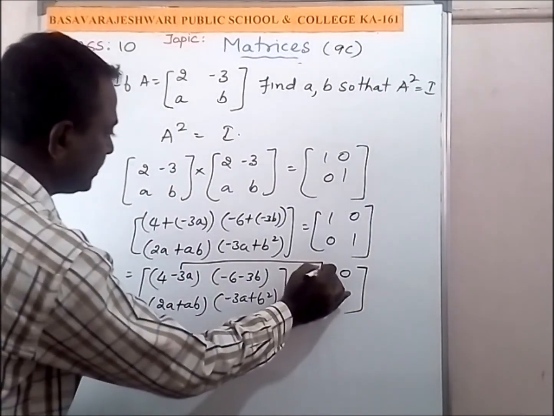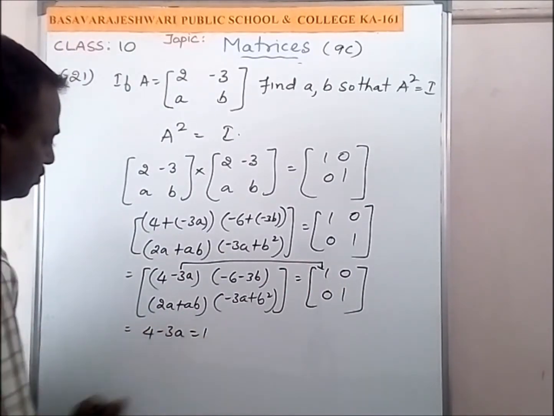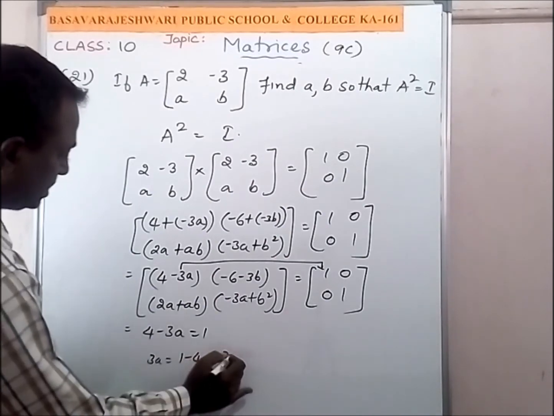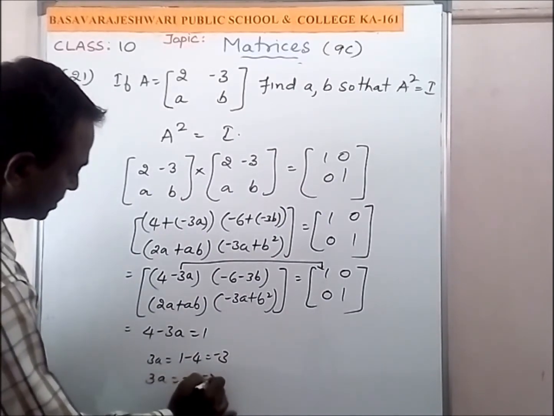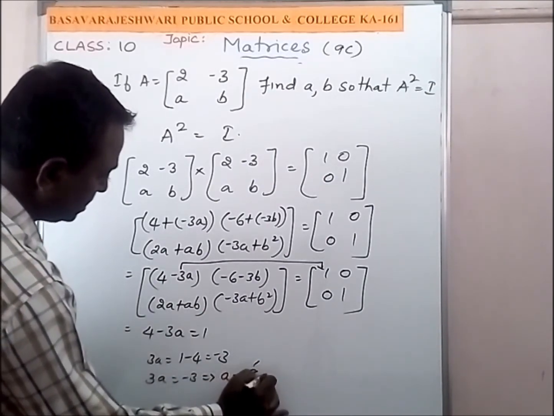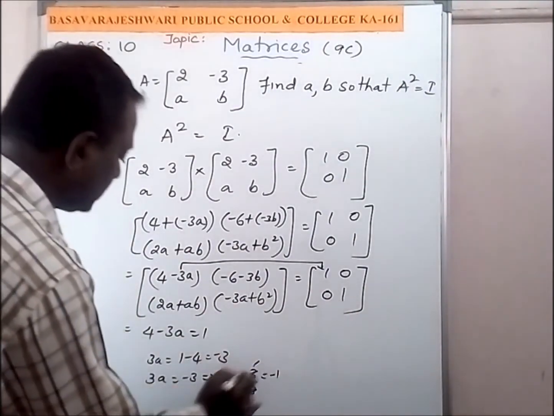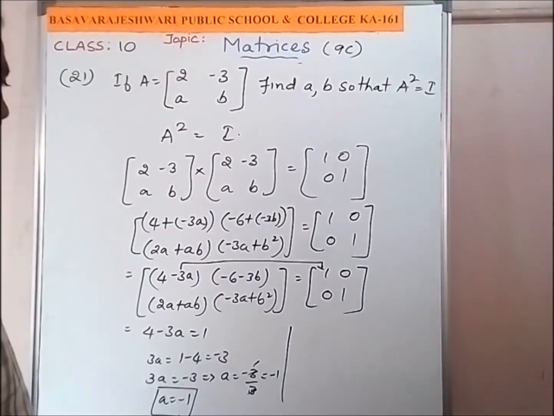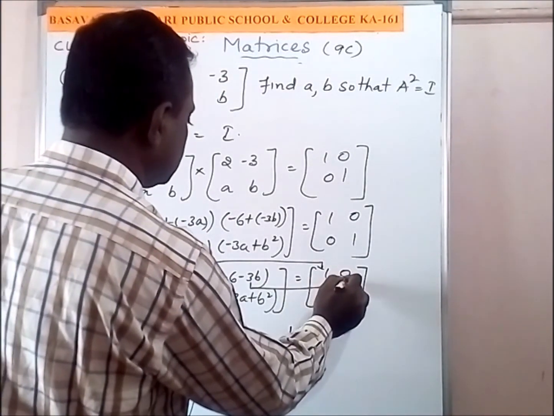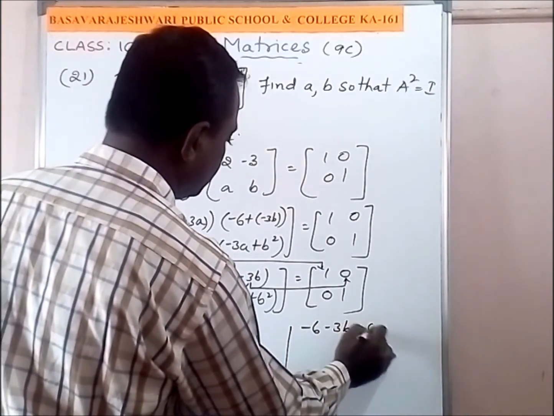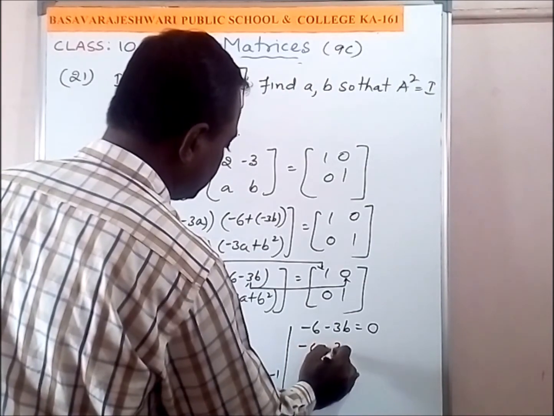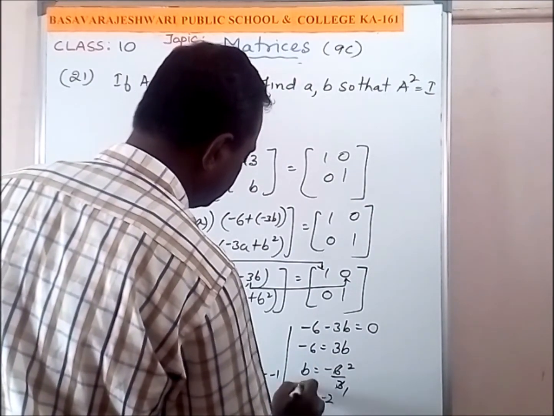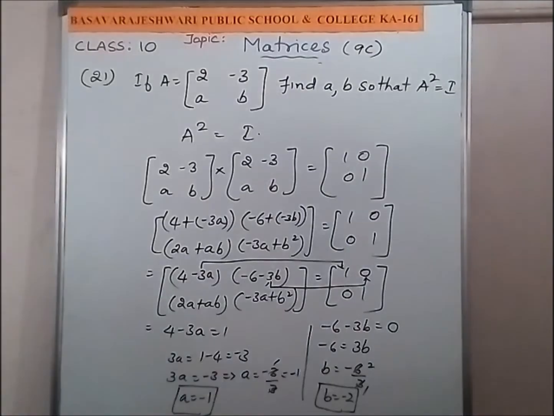So first I will equate with this. 4 minus 3a is equal to 1. Therefore, 3a is equal to 4 minus 1, is equal to 3. This implies a is equal to 3 by 3, so a is equal to 1. Similarly, we have to find out b. Minus 6 minus 3b is equal to 0, or minus 6 is equal to 3b, or b is equal to minus 6 by 3. 3 ones are 3, 3 twos are 6, b is equal to minus 2. So a value is 1, and b is equal to minus 2.